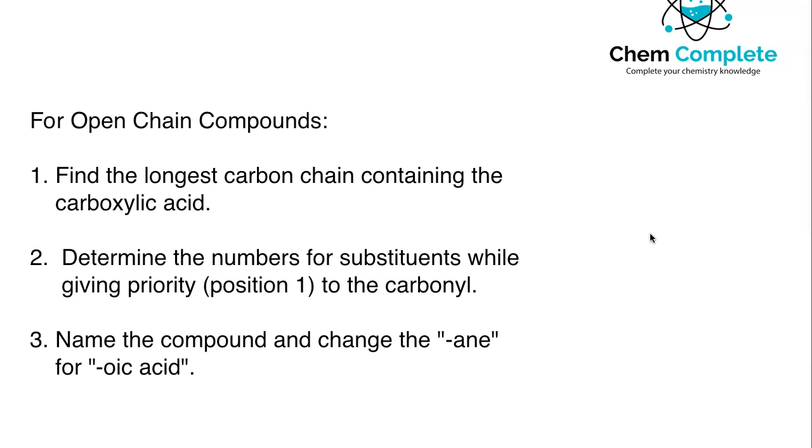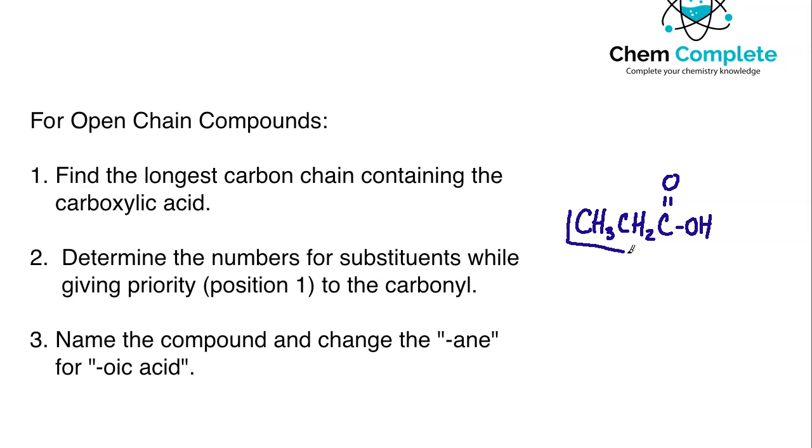So for open chain compounds, as usual, the first thing we want to do is find the longest carbon chain that contains that given functional group. So in this case, the carboxylic acid. Okay, so I'm just going to draw a relatively simple example over to the right here, and we can utilize this as we're talking about it, and then we'll do some practice towards the end of the video. Let's make it a 3-carbon. Here's our carboxylic acid.